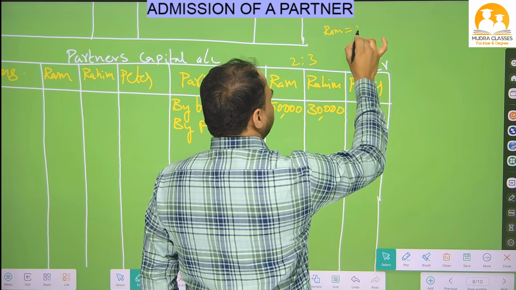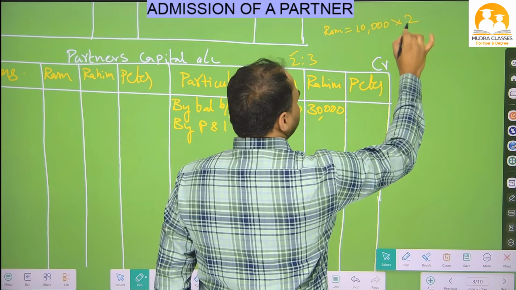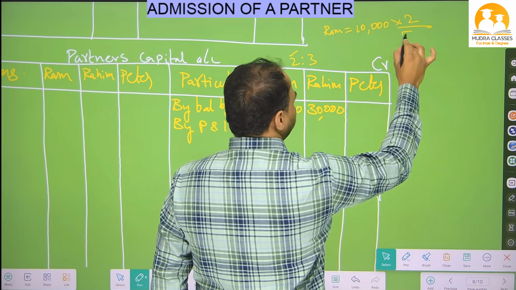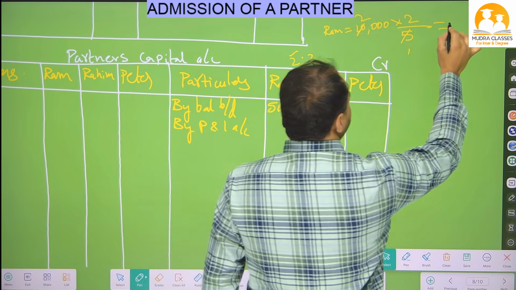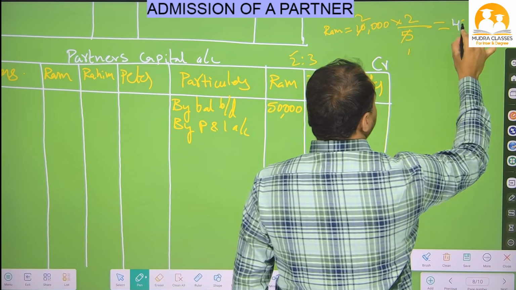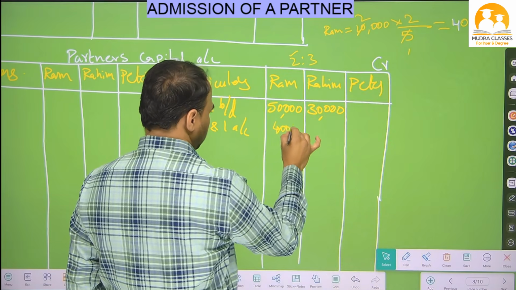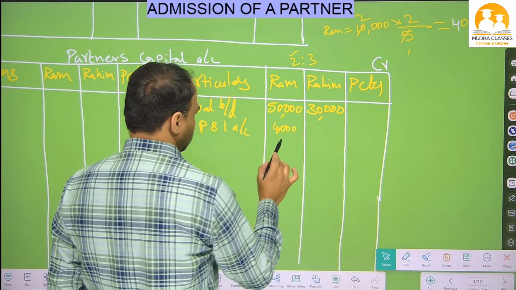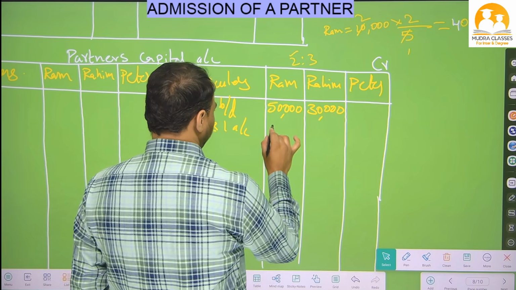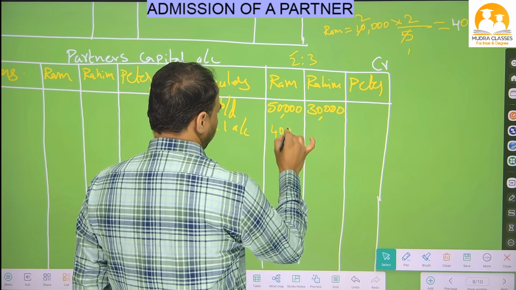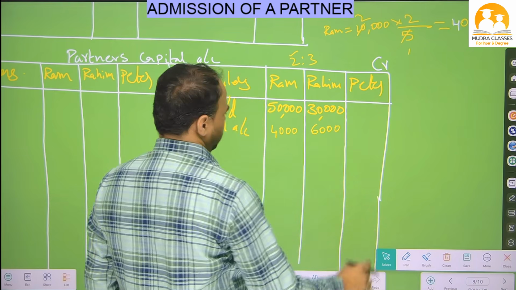Okay, so 10,000 rupees we have to distribute to Ram. 10,000 into what is Ram's ratio? 2 divided by 2 plus 3, 5. Okay, now do cancellation. 5 ones are 5, twos are 2 into 2, 4. So 3 zeros are there. So Ram will get 4,000 rupees, beta. And 10,000 minus 4,000, 6,000 is getting by Rahim.